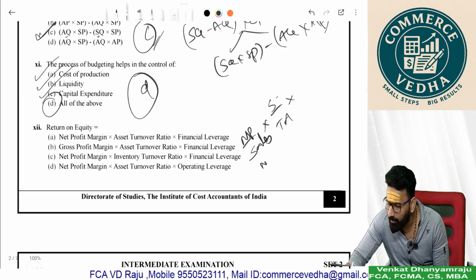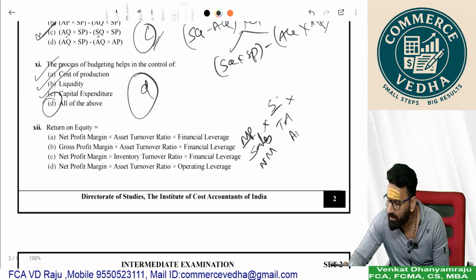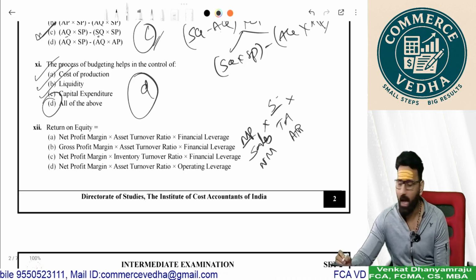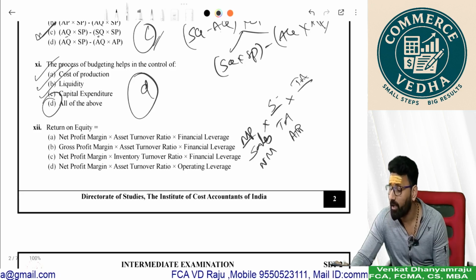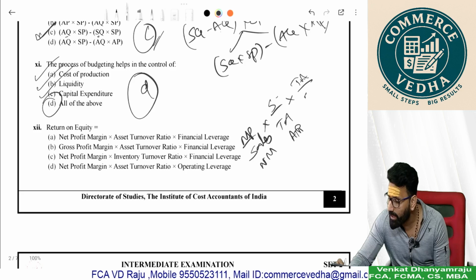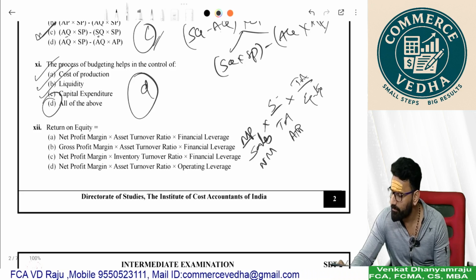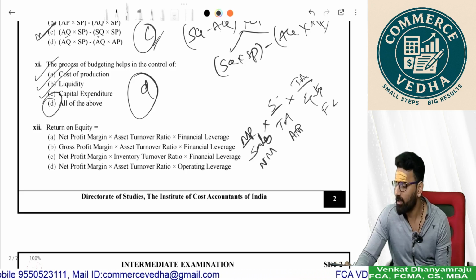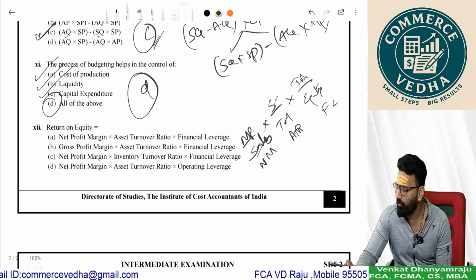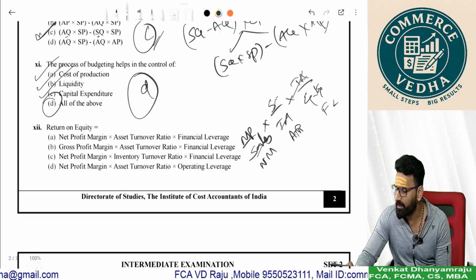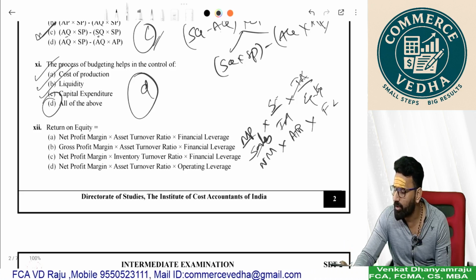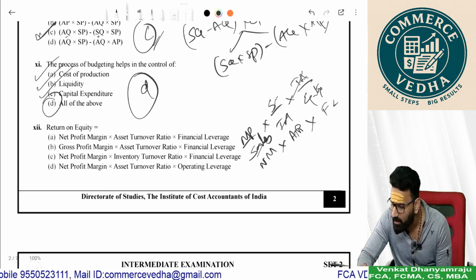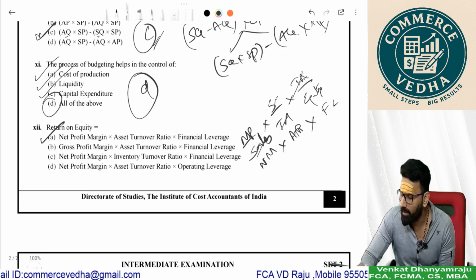This is net profit margin and this is asset turnover ratio, and we also do total assets by equity. So this is financial leverage. Basically sales gets off, assets gets off. It is nothing but net profit by equity. So net profit margin into asset turnover ratio into financial leverage, where it is A. So the answer is A.